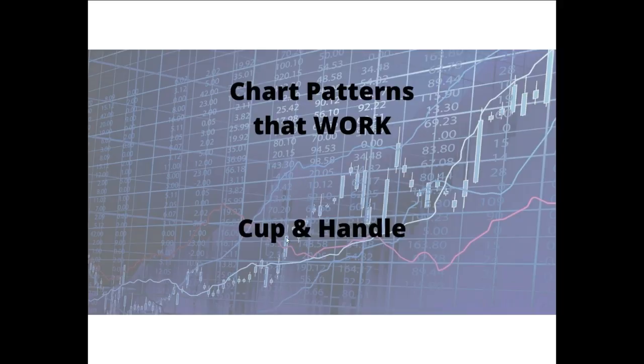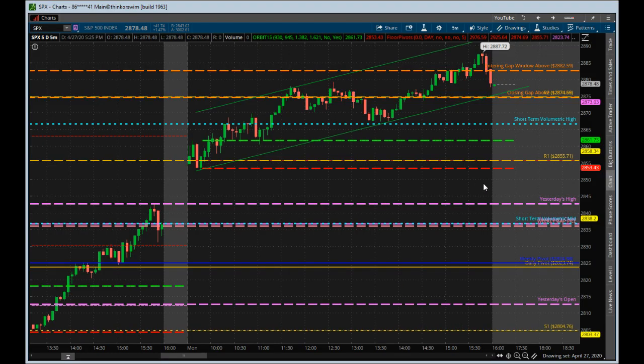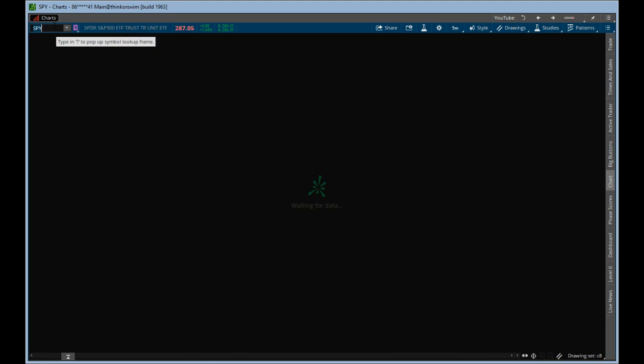going to be talking about the cup and handle pattern. So, what is the cup and handle pattern? Well, technically, the cup and handle pattern is. Let's go to the SPY because we're going to be using this as examples here.